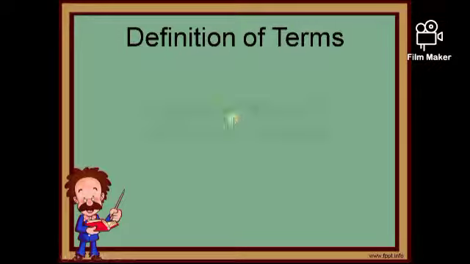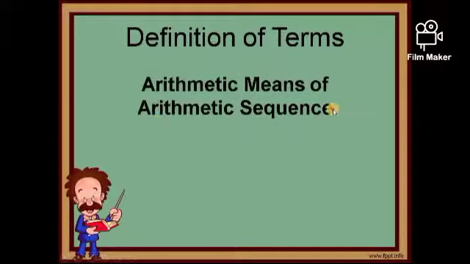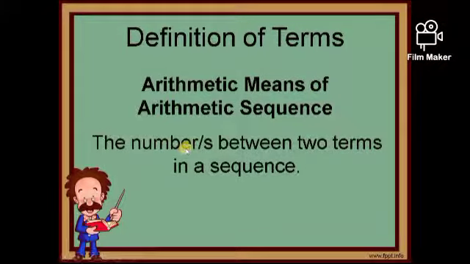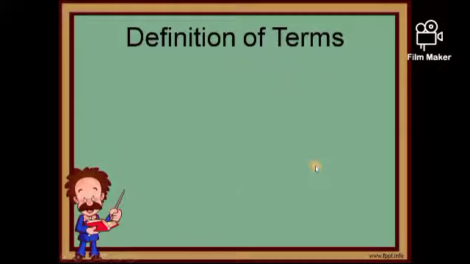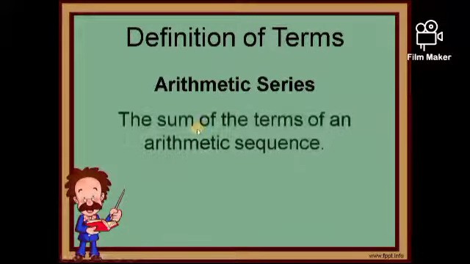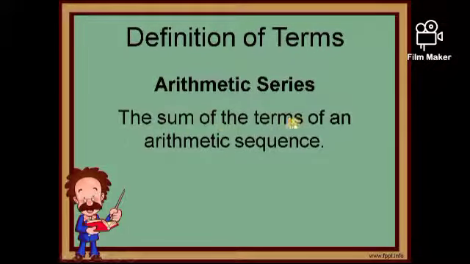The third one is arithmetic means of an arithmetic sequence. Those are the number or numbers between two terms in a sequence. Lastly is arithmetic series. This is the sum of the terms of an arithmetic sequence.